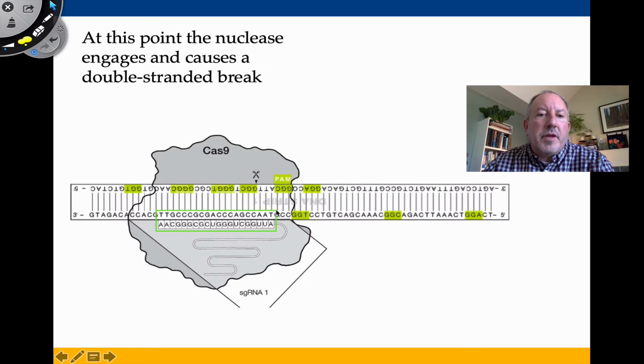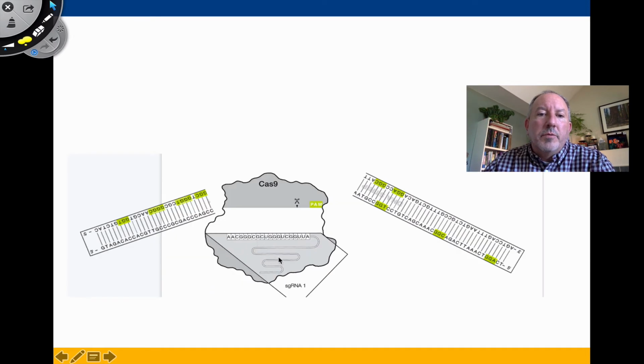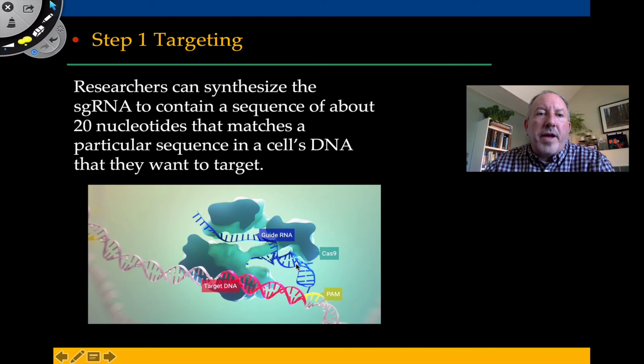And so here's an example. Oh, look at this. Here's a PAM sequence that we're going to bind to. And look, there's an absolutely perfect complementary sequence. And so at this point, the nuclease Cas9 can engage and cause double-stranded cuts in the DNA. And as a result, the cut will break the DNA up, and so it will prevent the bacteria from being infected.